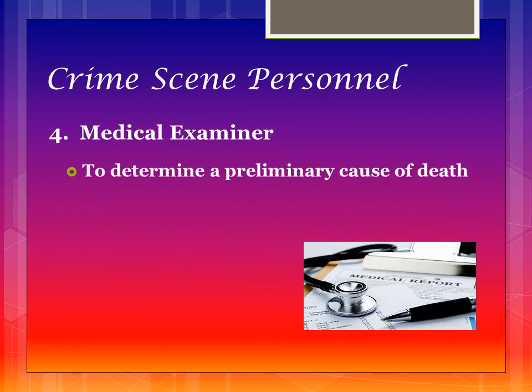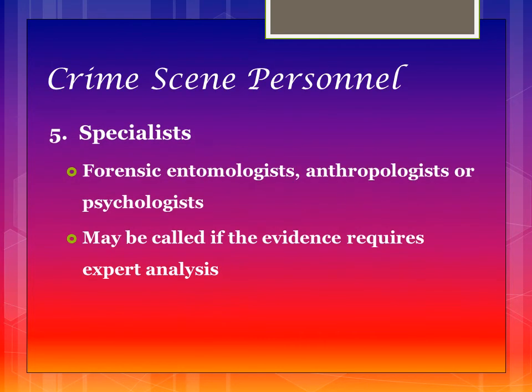Another personnel is the medical examiner, who can determine a preliminary cause of death in the crime scene. And next category of personnel is the specialist, who is a forensic entomologist, anthropologist or psychologist, who may be called if the evidence requires expert analysis.